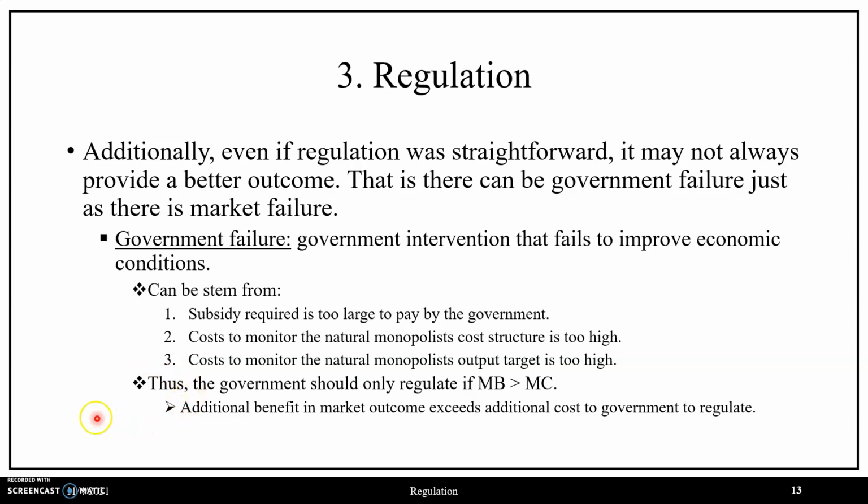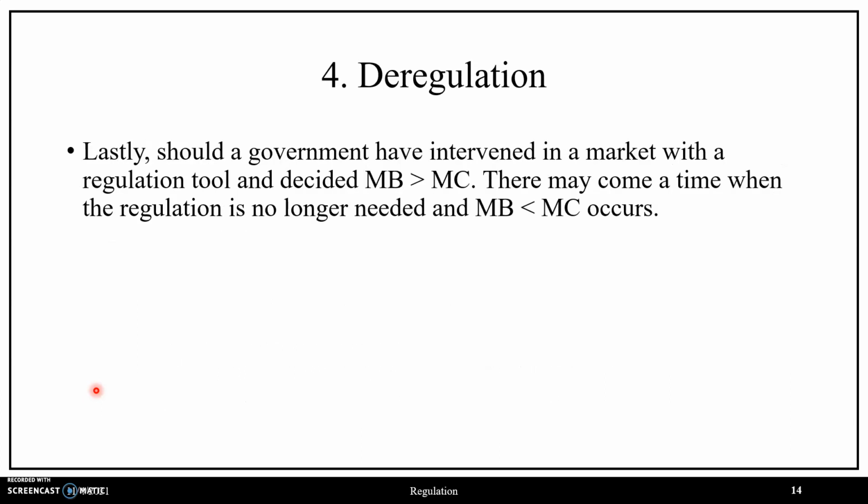So this then leads us to the condition that the government should only regulate a natural monopolist when the marginal benefit is strictly larger than marginal cost. That is, the additional benefit in market outcome exceeds the additional cost to the government to regulate.